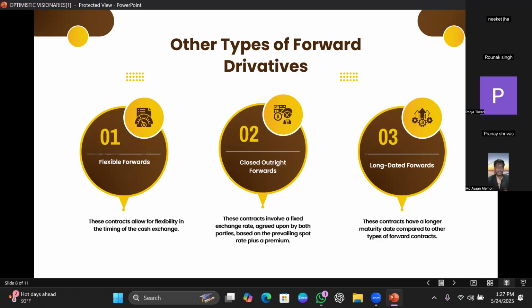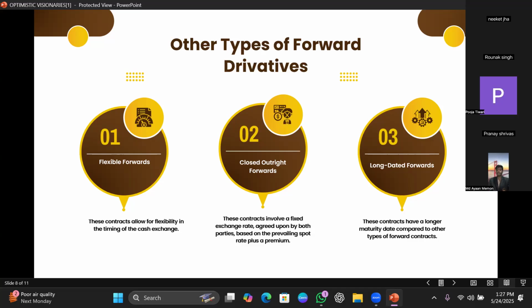Thank you, Pranay. Let's look at three special types of forward contracts. The first one is flexible forwards. These allow you to pick the exact date for payment within a certain time frame. For example, imagine a farmer who doesn't know the exact harvest day but wants to lock in a price for selling crops sometime in the next 3 months.